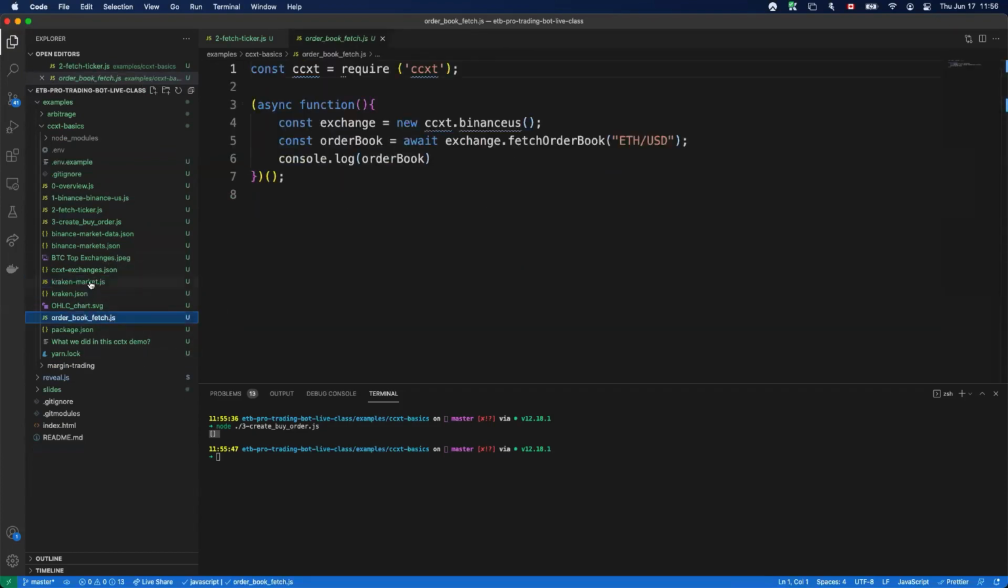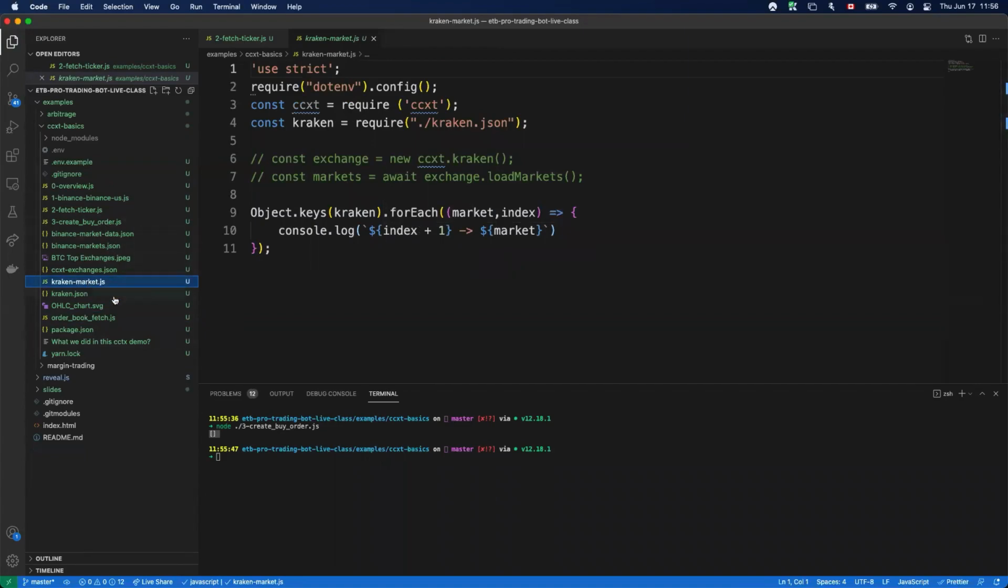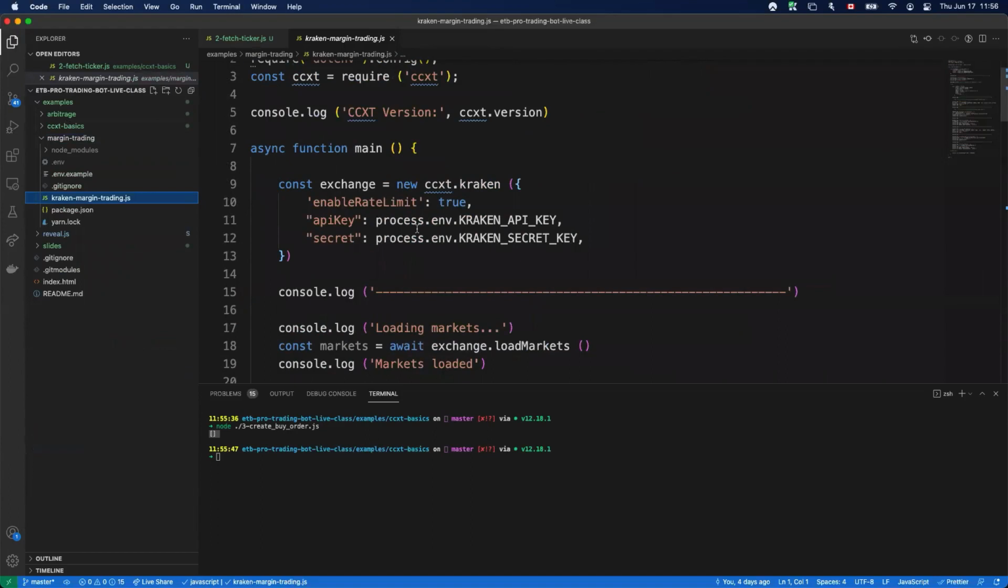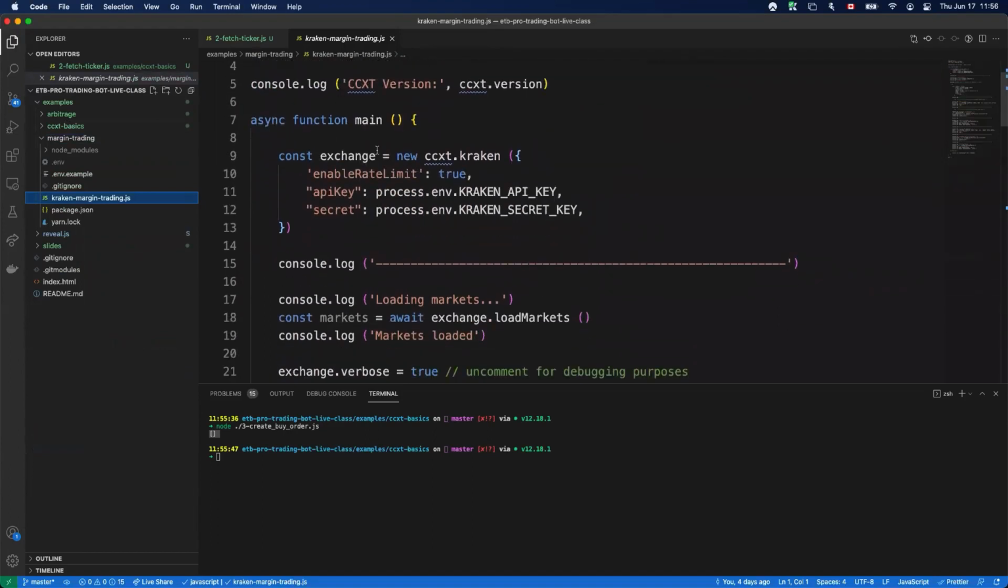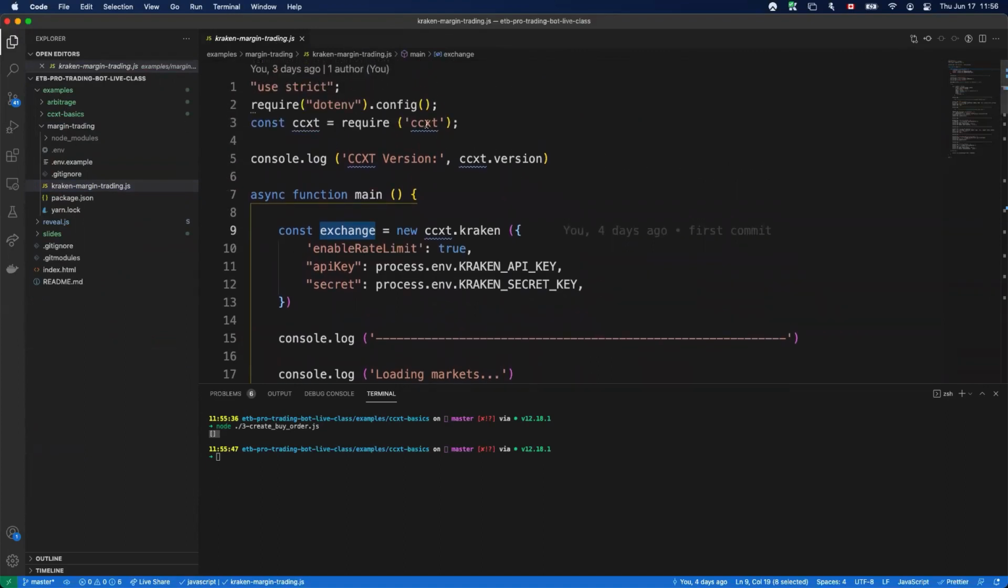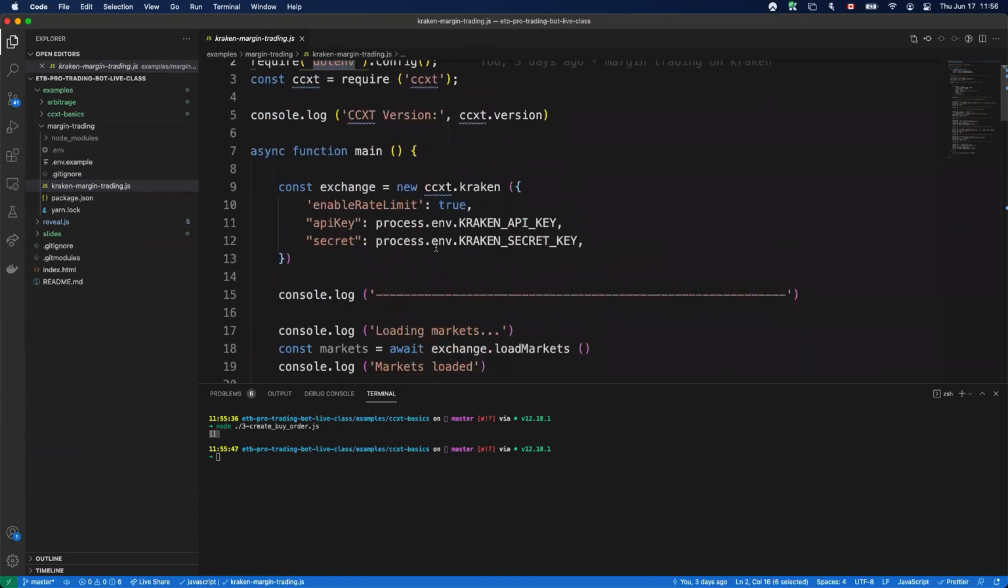Here, Kraken. So the simple way to do it is get the object from Kraken. By the way, the setup is the same. You have to install CCXT. You have to get all the API keys. You have to basically install .env. So all that setup is the same.